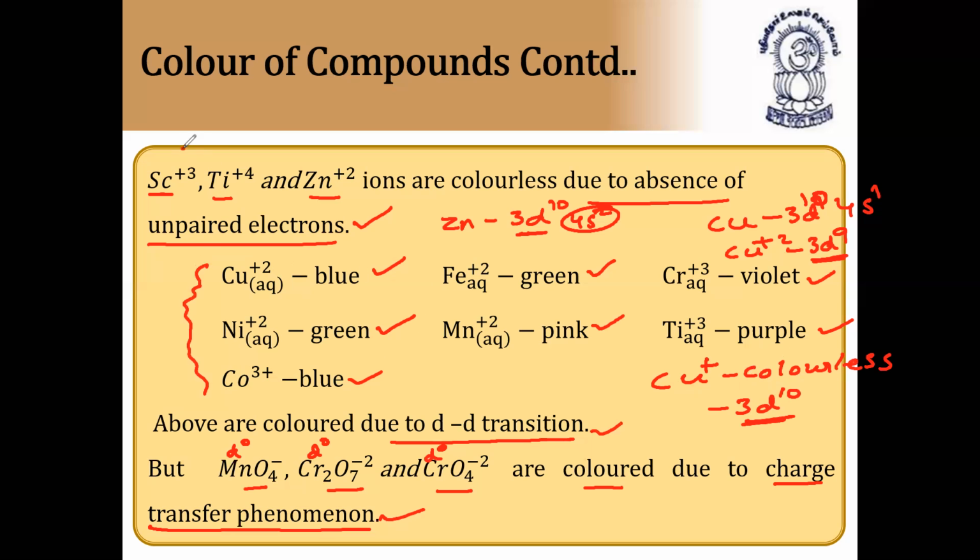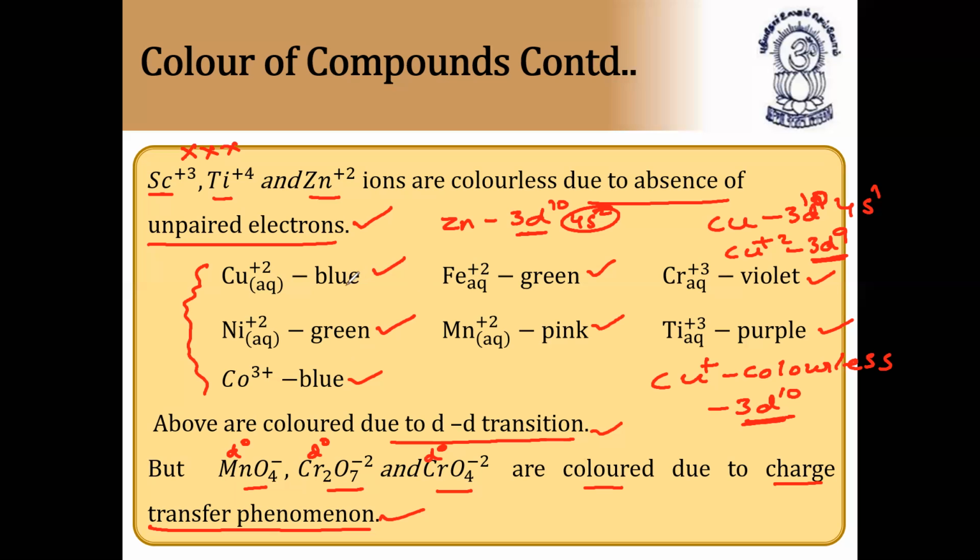Very, very important. Scandium +3, titanium +4, Zn +2 ions are colorless due to absence of unpaired electrons. So if they ask the question, which of the following are expected to be colored, then we have to search for unpaired electrons. If none have unpaired electrons, then we have to search for the compounds with manganate ion, chromate ion, and dichromate ion. Even though they do not have unpaired electrons, these are expected to be colored due to charge transfer phenomenon. So either this they'll ask or this they'll ask, but they will not ask the particular color of Cu+2 ions, nickel +2 ions or cobalt +2 ions.